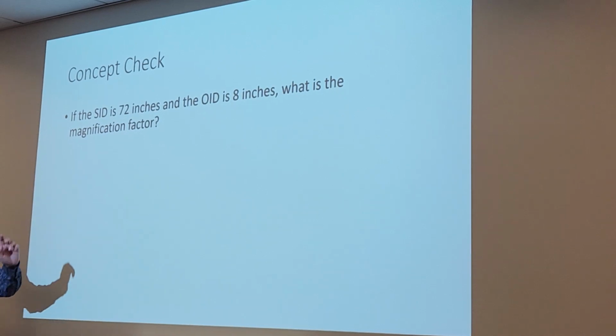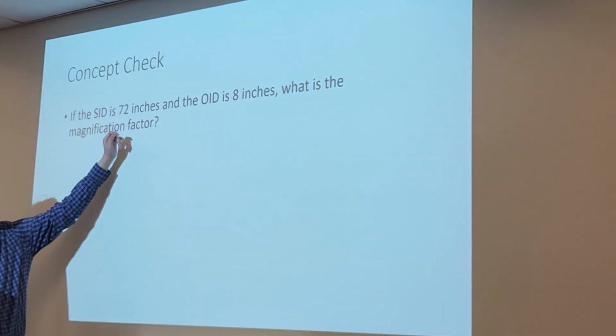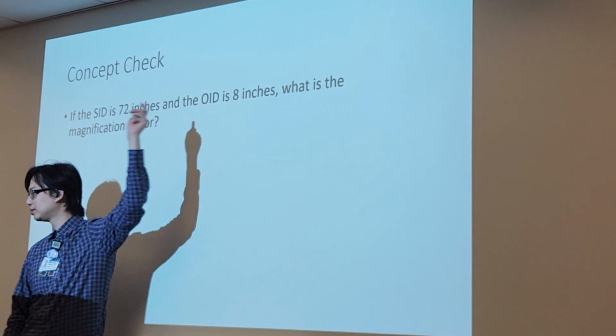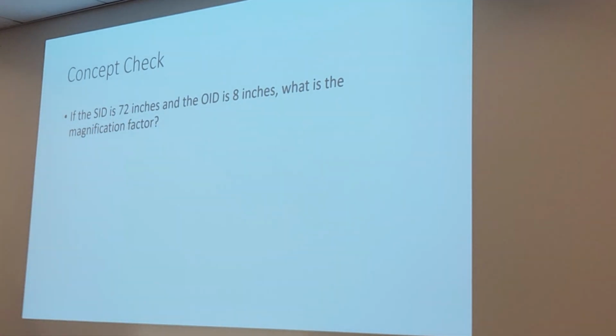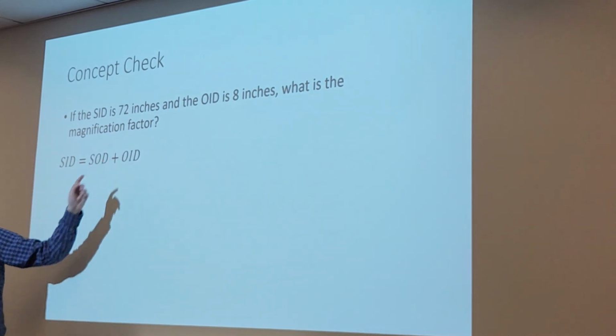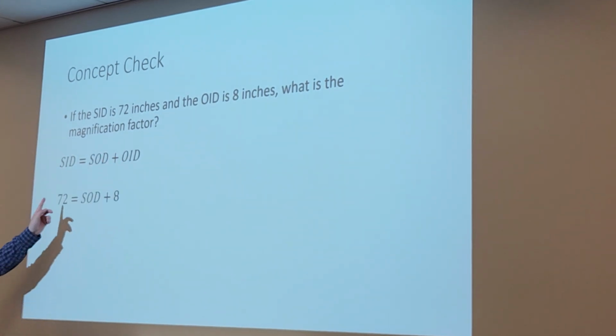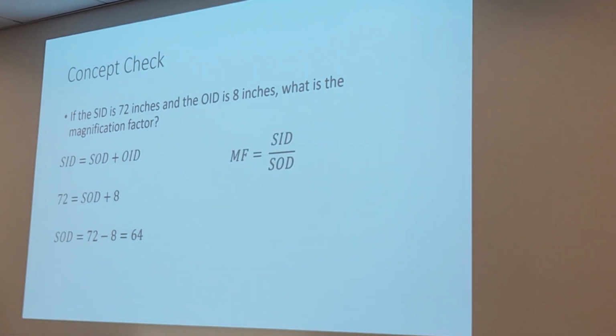Okay. This time, SID is 72 inches. OID is 8 inches. What is the magnification factor? So remember, SID is the biggest one. To find the SOD, you need to subtract. Very good. So SID is SOD plus your OID. 72 minus 8. So our SOD is 64. And then, once again, SID over SOD.